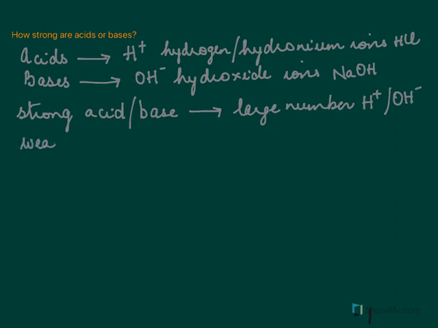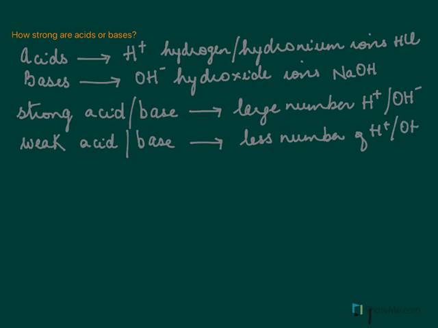And when we talk about a weak acid or a weak base, it means it gives fewer hydrogen ions and OH ions. Thus HCl is considered to be a strong acid. Why is it a strong acid? Because almost all the molecules break down to give hydrogen and chlorine.